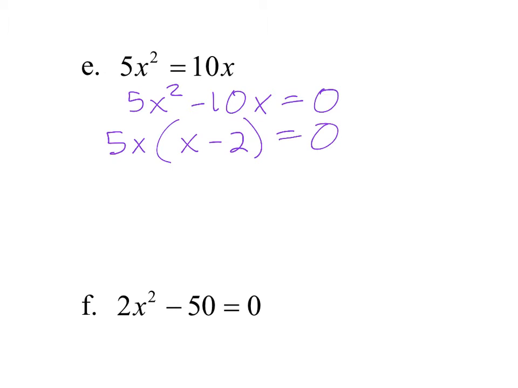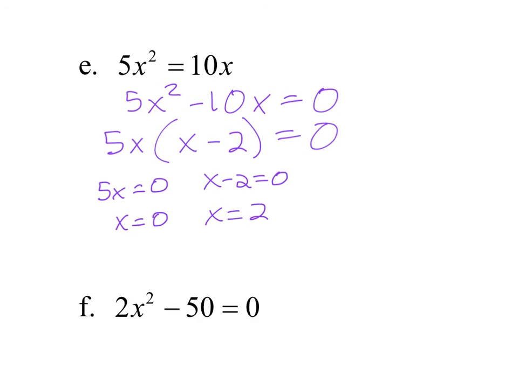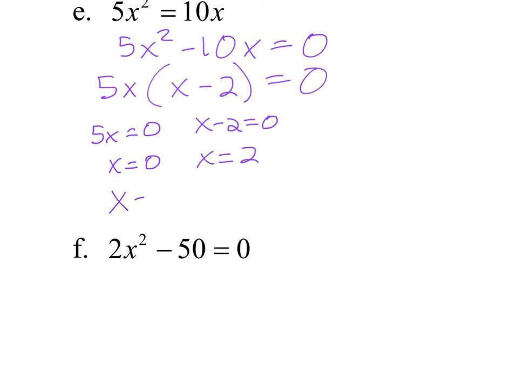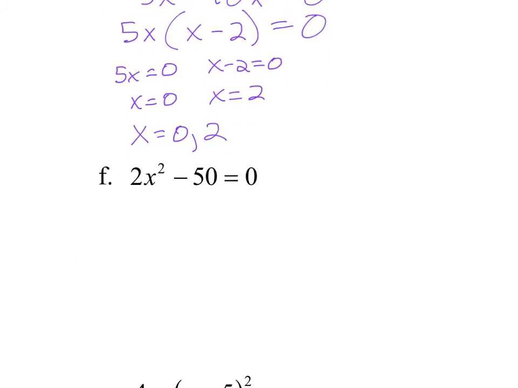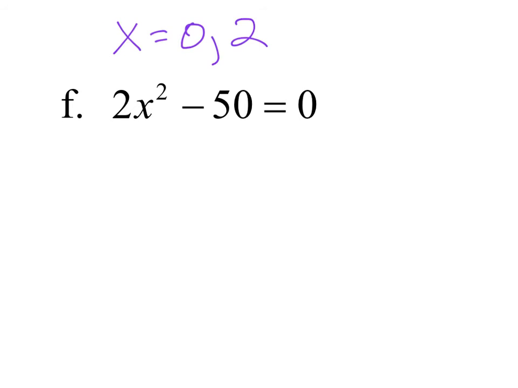So, if I say that 5x equals 0, that means x has to equal 0. Because the 5 is never going to equal 0. So the x has to be the one to equal 0. I also have x minus 2 equals 0. If I add 2 to both sides, x is equal to 2. So my x is 0 or 2. Not too bad.